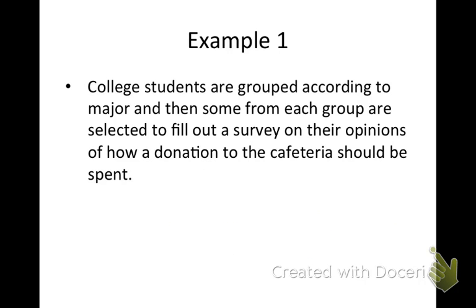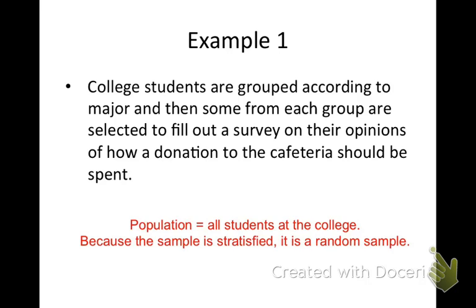And finally, college students are grouped according to major, and then some from each group are selected to fill out a survey on their opinions of how a donation to the cafeteria should be spent. So the population would be all the students at the college, and because it is a stratified sample where they are divided into groups, it is part of the random sampling method, and it would be representative of the entire group. So you would have all different majors participating, business, art. Everybody would have an equal say.